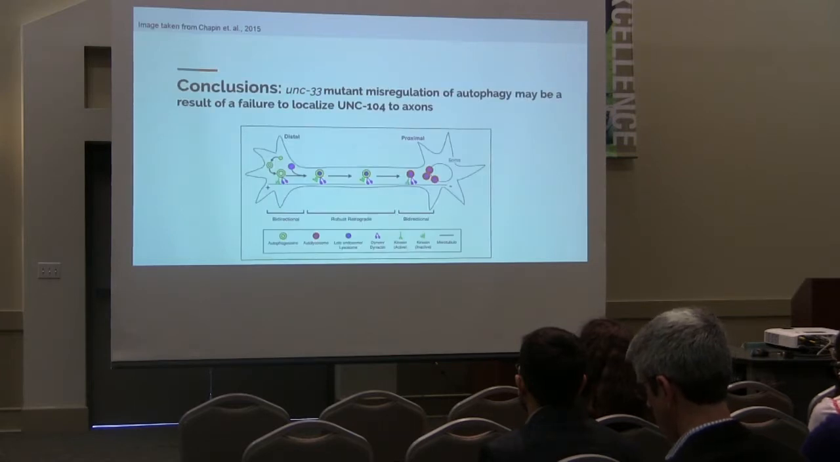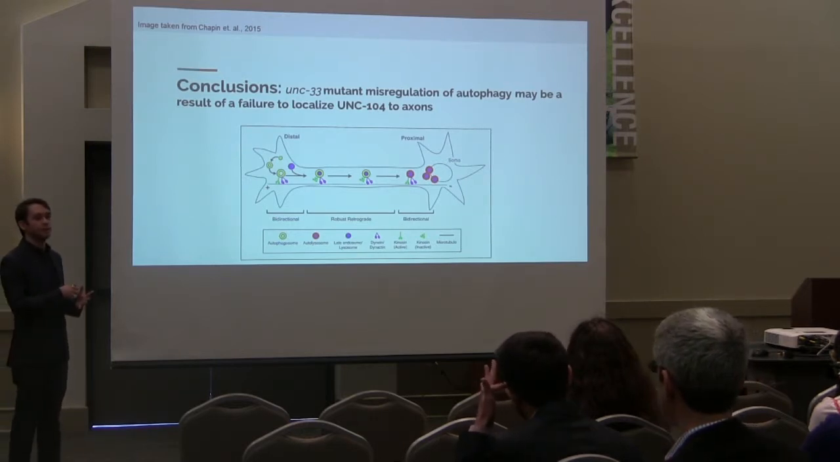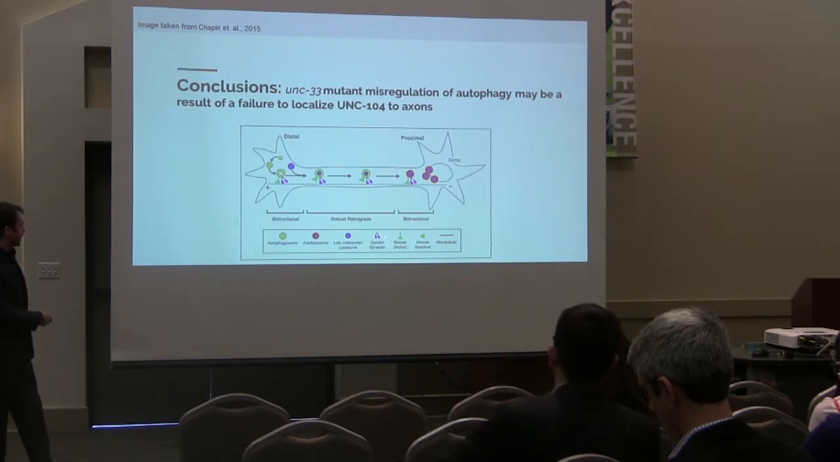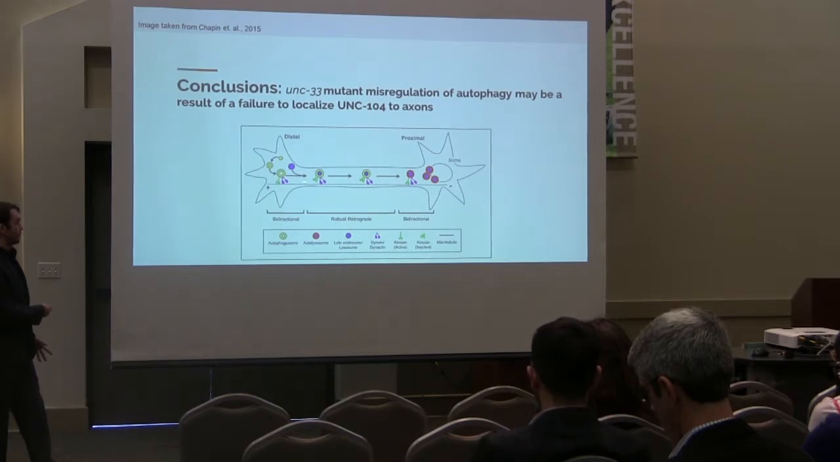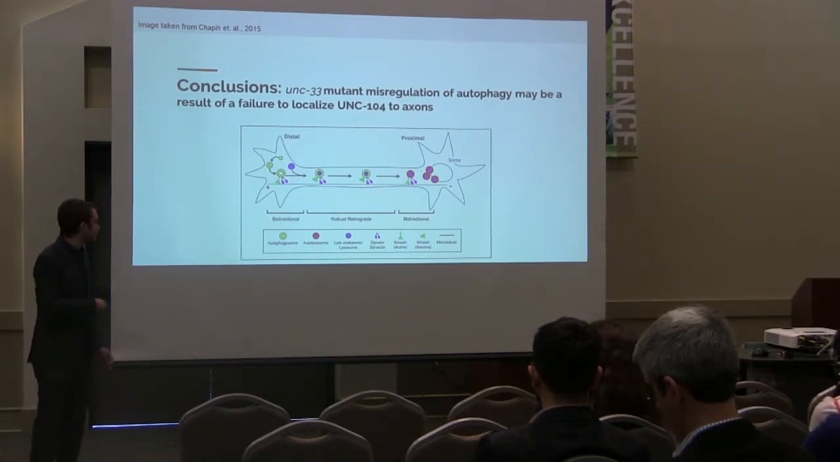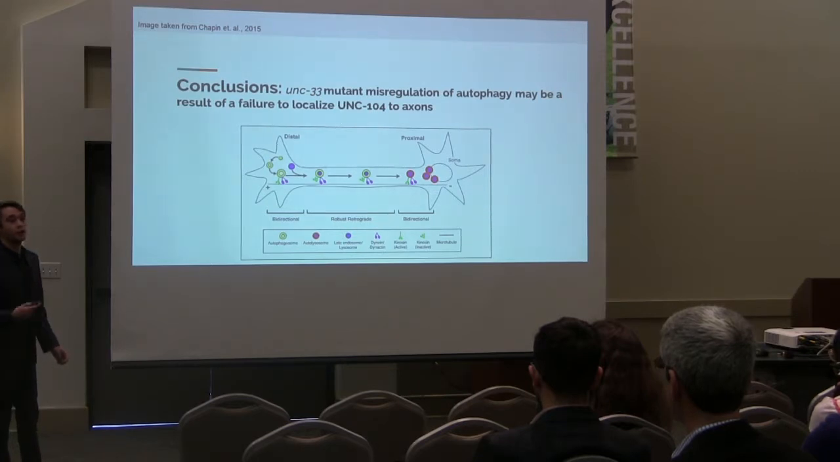So our conclusion is that UNC33 mutant dysregulation of autophagy may be a result of failure to localize UNC104 to axons, or other proteins that are critical to axonal or autophagosomal development. The trafficking that I mentioned is primarily retrograde, which is handled by a protein named dynein, whereas kinesin moves in the opposite direction, anterograde. Our first hypothesis was that UNC104 was going to cause a significant change in the maturation of autophagosomes. But what we're thinking now, with the results, is that UNC33 is critical to the localization of this protein, and UNC33 may be critical to the localization of other proteins as well.